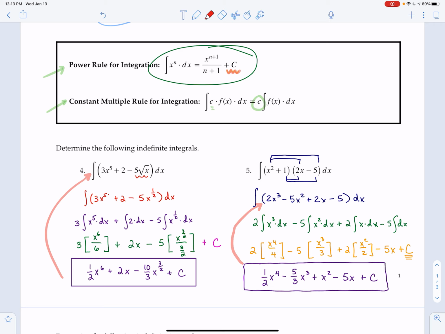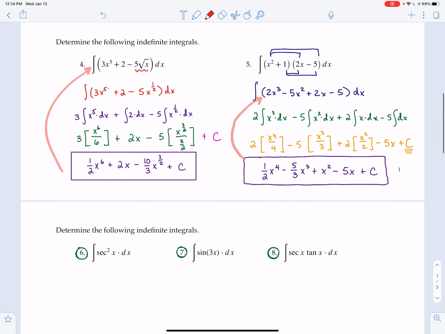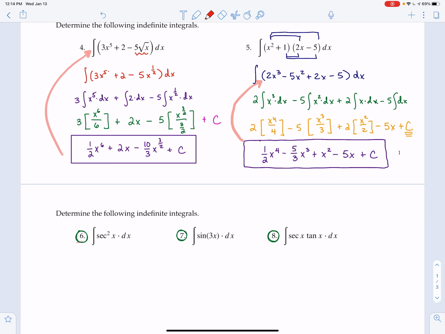Polynomials are relatively straightforward. Lots of power rule use, just like when we were taking derivatives, we had a power rule for derivatives. It gets a little more complicated when we talk about some trig problems, and we're going to do some right here. We're actually going to do number 6 and number 8 together, and then we'll save number 7 for the end.